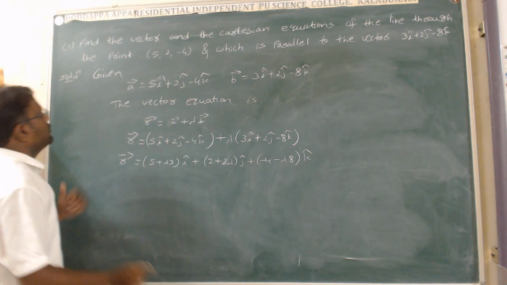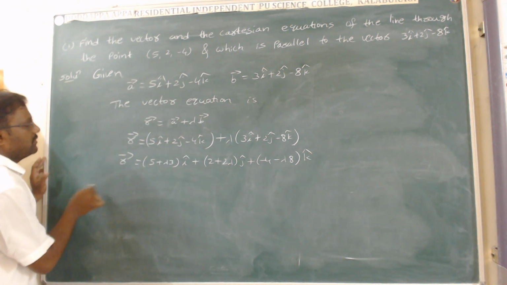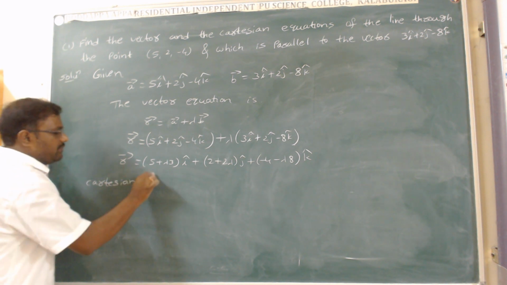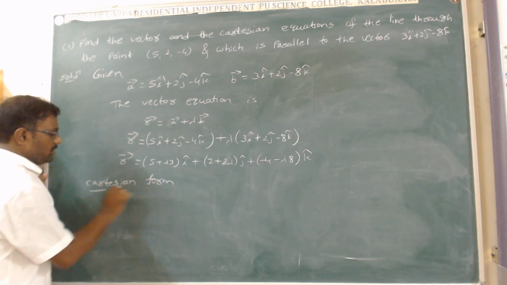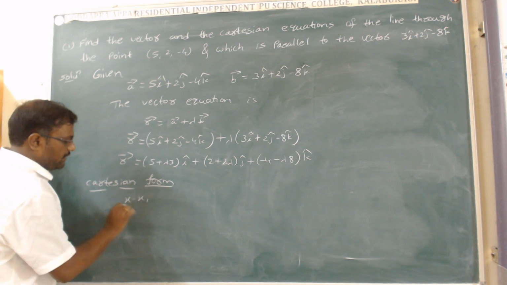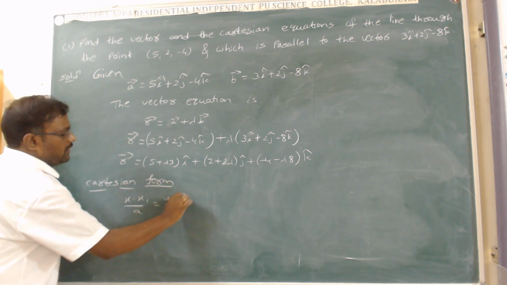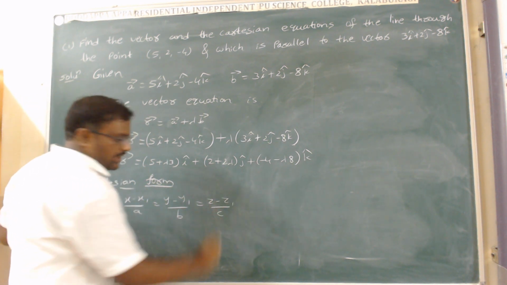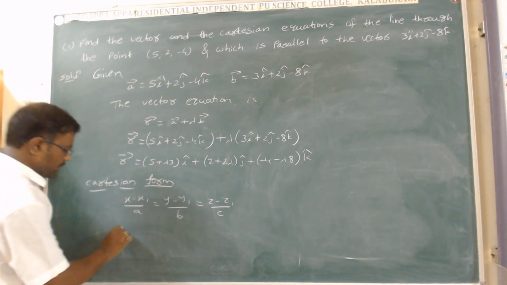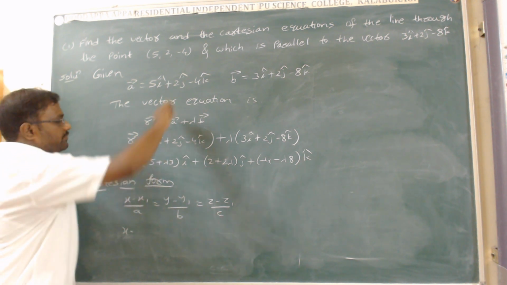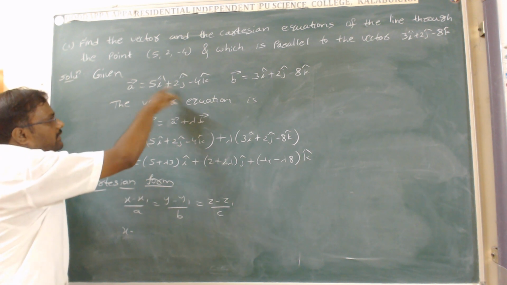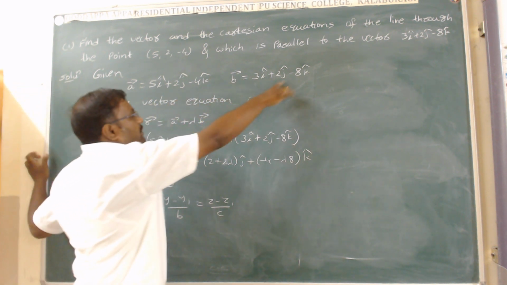Now similarly you can find out the Cartesian form. What is the Cartesian form? (x minus x1) divided by a, (y minus y1) divided by b, (z minus z1) divided by c. Right? So here x1 value is 5. This is x1, y1, z1. This one is a, b, c.